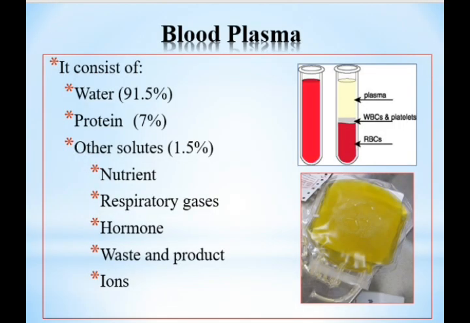Okay, so blood plasma. If you look at that bag, it is full of blood plasma. It is all full of water, protein, and other solutes. The other solutes meaning that you have nutrients, respiratory gases, hormones, waste products, and ions.